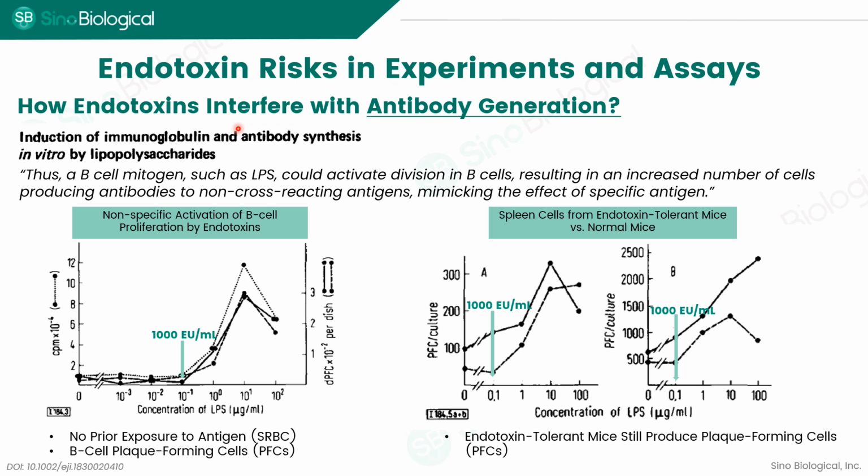As mentioned in this original paper, a B cell mitogen such as LPS could activate division in B cells, resulting in an increased number of cells producing antibodies to non-cross-reacting antigens, mimicking the effect of the specific antigen. This is to say that LPS contamination can alter B cell proliferation without truly affecting antigen-specific antibody production, potentially leading to wrong antibody generation studies.